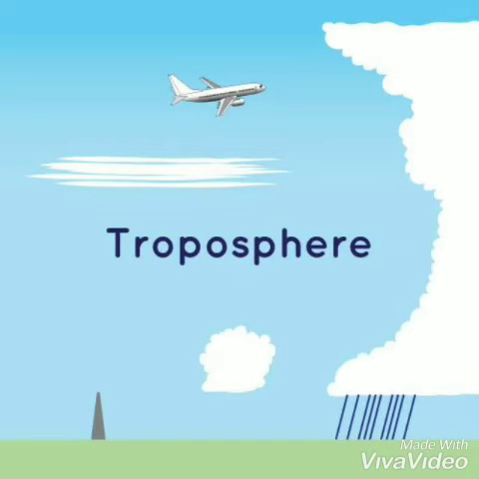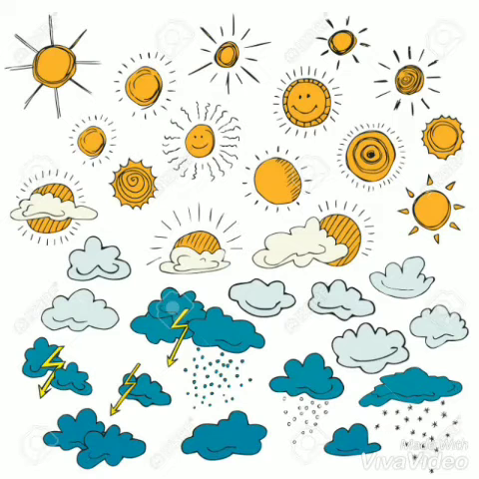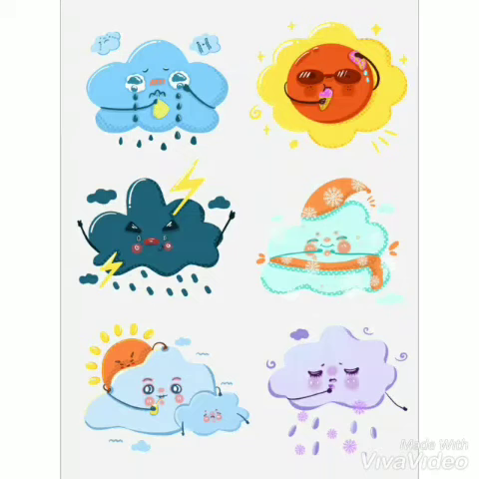Troposphere. This layer extends up to an average altitude of 13 kilometers from the surface of the Earth and lies close to the Earth. The height of the troposphere is more in the equatorial region, about 18 kilometers, because of strong convection here. Almost all weather and climatic phenomena such as cloud formation, rain, snow, wind, thunder and lightning etc. take place in this layer.